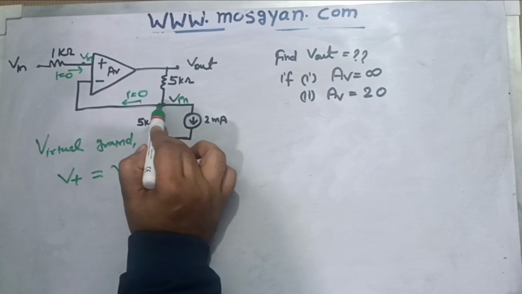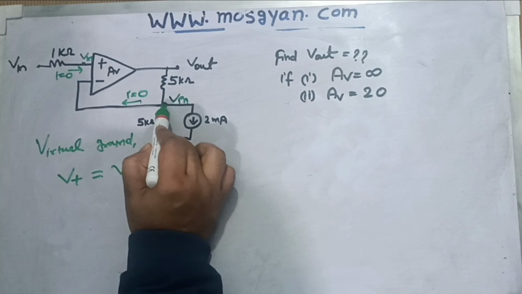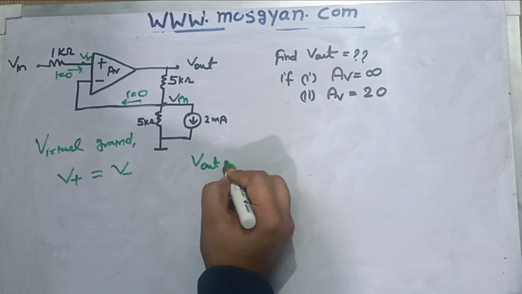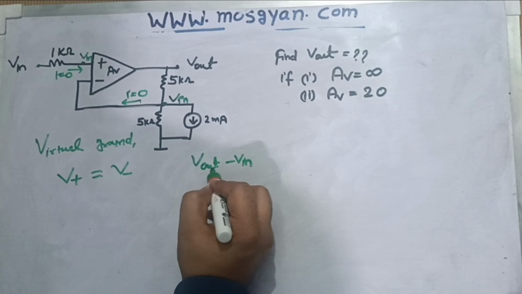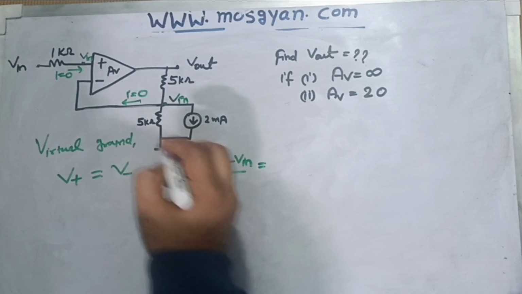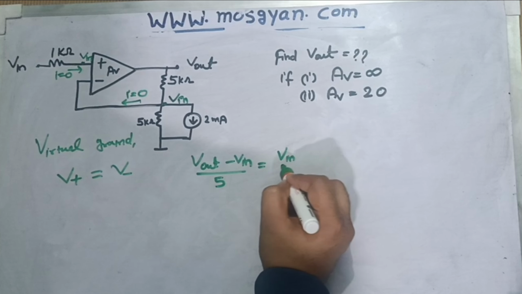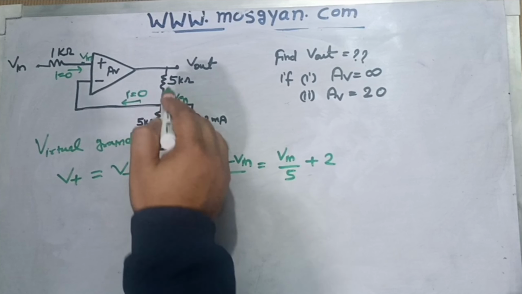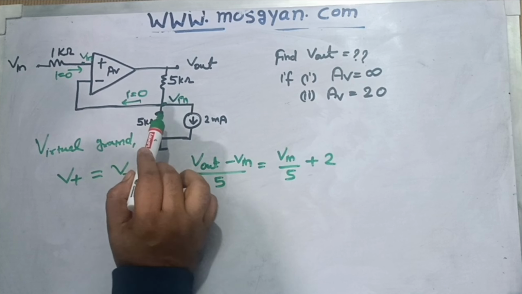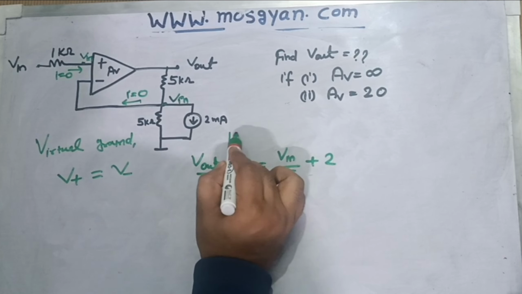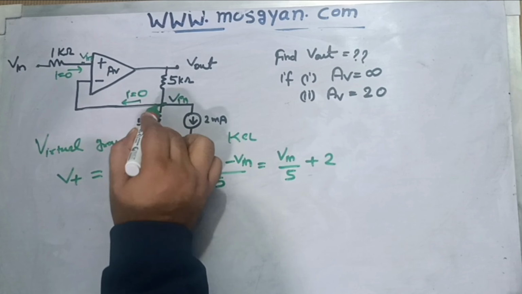So now at this particular node, if I apply KCL, I can write (V out minus V in) divided by 5 kilo ohms is equal to V in divided by 5 plus 2 milliamps. Whatever current is incoming, that is being split into two parts. So that's what we have written here. This is the KCL we have applied at this particular node.